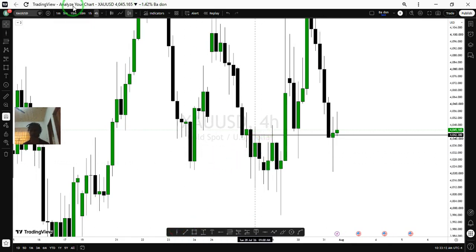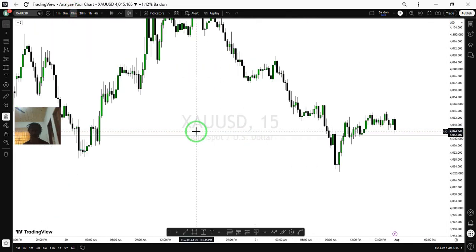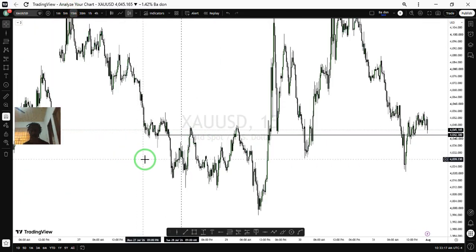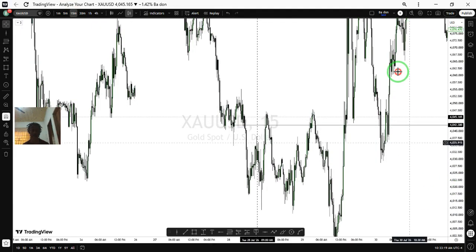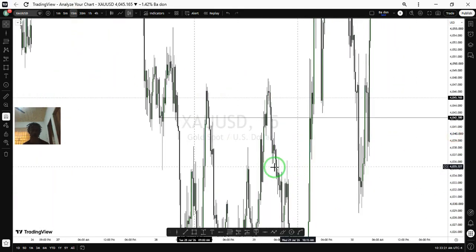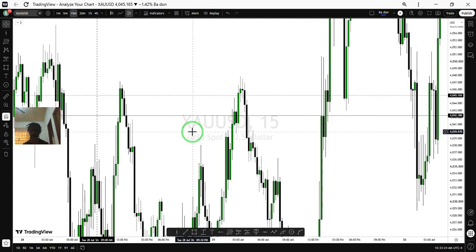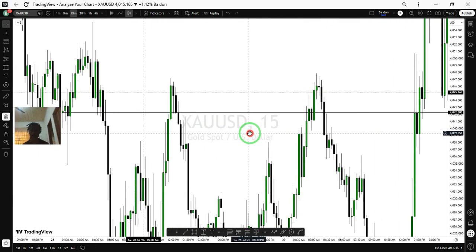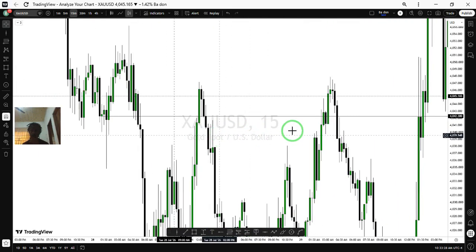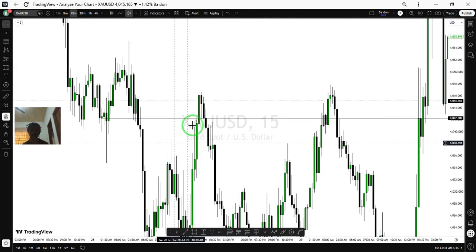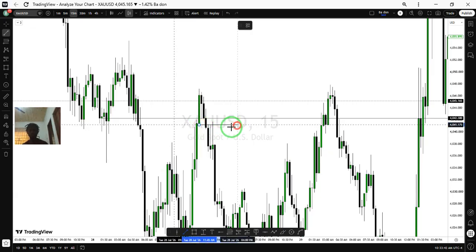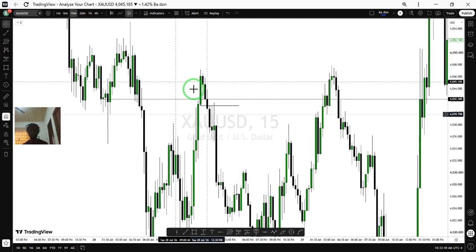Yeah, so we go back to the 15 minutes time frame. So right here we see how price injected the 4-hour valid order block and shifted structure right here with one single order block.